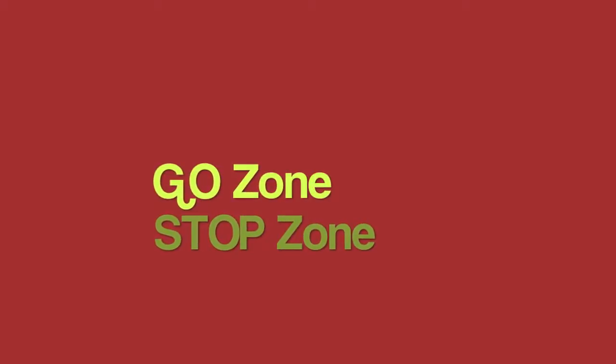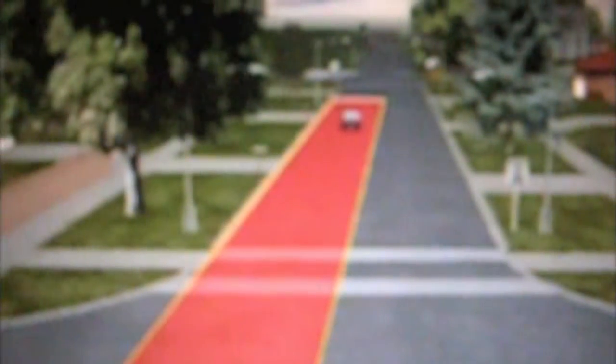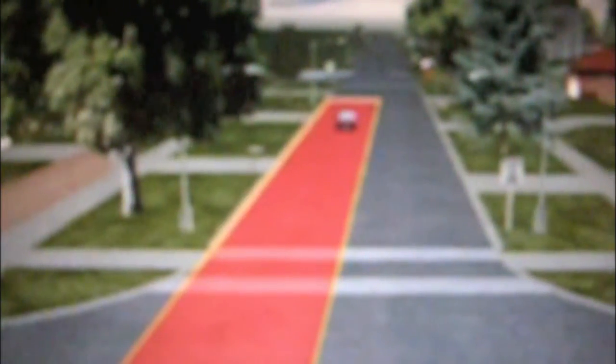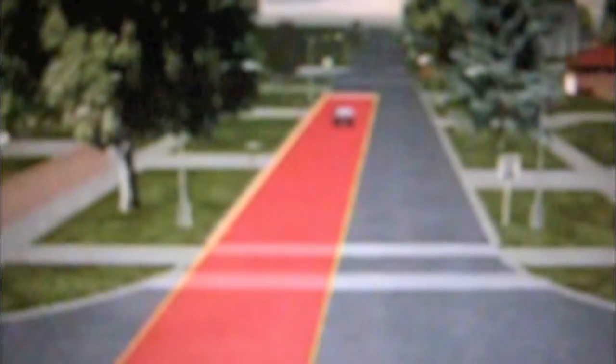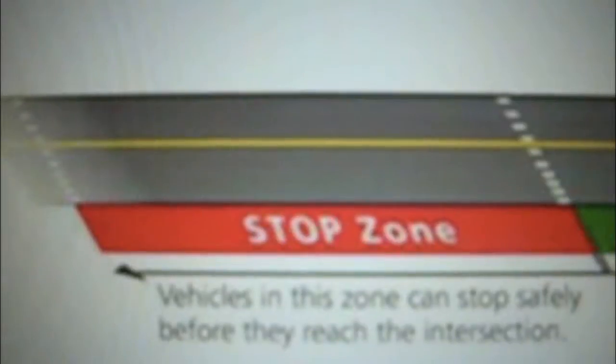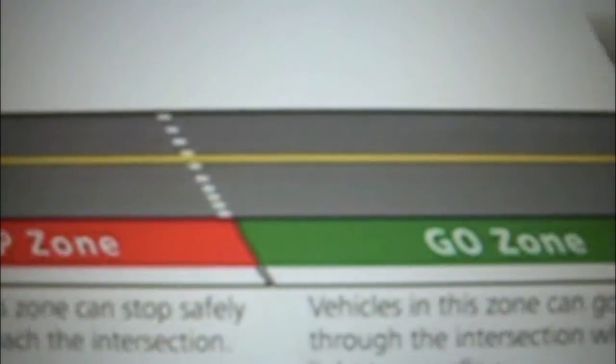Next, we realize it is important to know what to do when the light turns yellow. It all depends on what zone you are in. We learned about the different types of zones. The first two are the go zone and the stop zone. The go zone is the place where automobiles can safely proceed through the intersection when the light turns yellow. If you are in the go zone, the safest option is to continue driving.